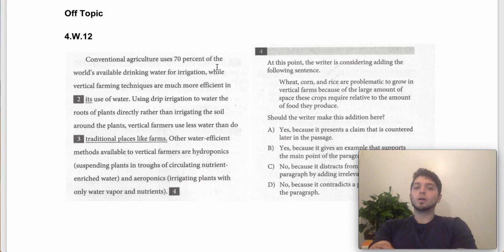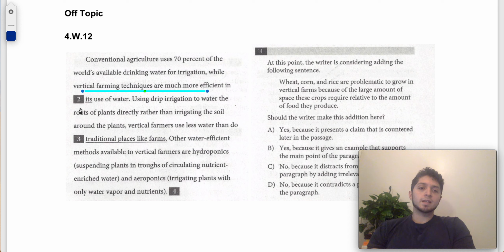So let's look at the paragraph and see if they make sense. And here we're just going to be looking at off topic. Let's see if it matches on topic. So how are we going to figure out what the topic of the paragraph is? One thing you can do is just read the entire thing, and then sort of summarize it in your head, right? Make the proportions. It talks X amount about this or about that. But one of the things you can do is really just look at the first sentence of the paragraph. So this first sentence says conventional agriculture uses 70% of the world's available drinking water for irrigation, while vertical farming techniques are much more efficient in their use of water.